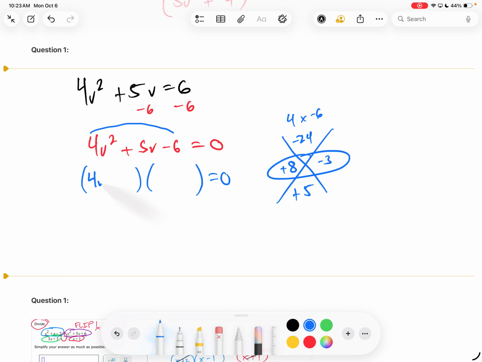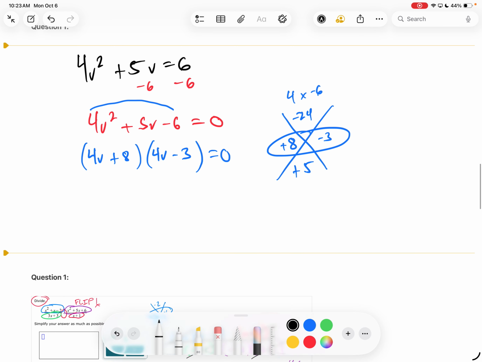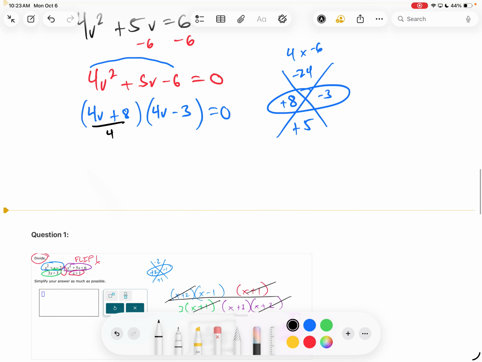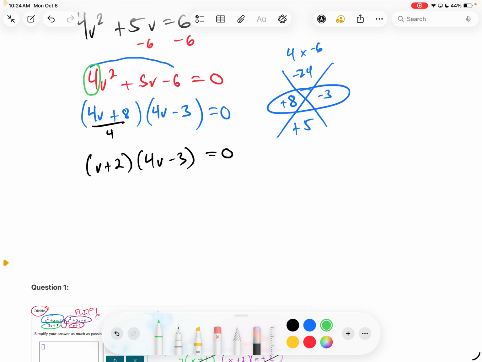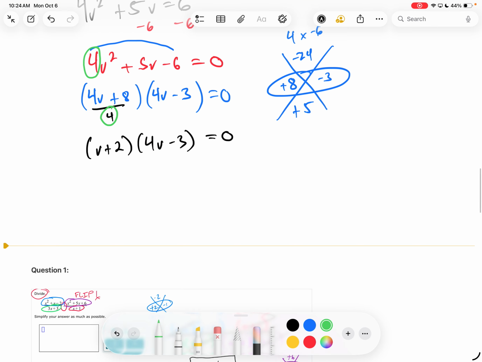So I write 4v at the beginning of both of these because I multiplied by 4 at the beginning of the problem. And then I'm going to write plus 8 and minus 3. That's not correct, though, because I can divide both of these by 4, and I get v plus 2 and 4v minus 3. What happens on this problem is we multiply by 4 at the beginning, so we write 4 at both of these, and we divide by 4 at the end.